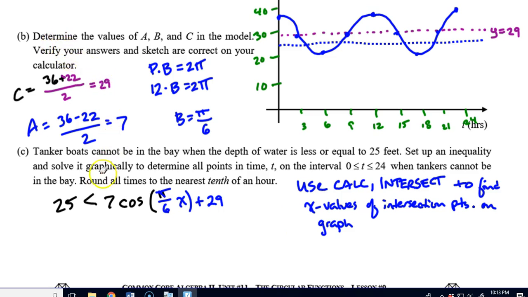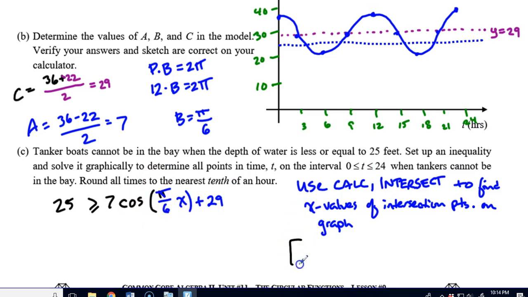And I think I confused myself before. I'm going to change this. Actually, I want this to be the opposite symbol. I'm going to change it around to be that these are the times when the water level is less than or equal to 25, because that's what it says here. When the tanker cannot be in the bay, I was finding out when the tanker can be in the bay. So we have to make sure we're answering our question.